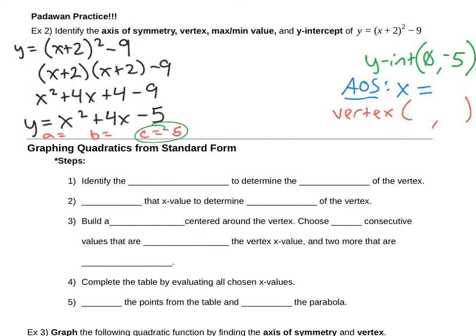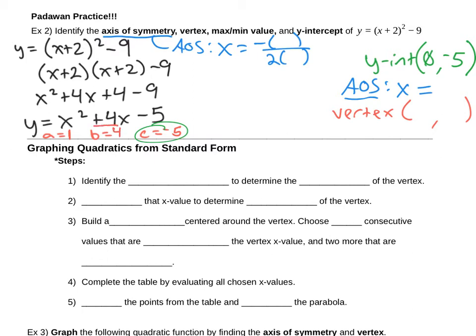All right, now let's find the symmetry first. Our x value of the symmetry, our AOS, x equals negative b over 2 times a. Again, there are no a, b's, and c's in this funny looking form. You have to be in standard form down here to identify a, b, and c. So now we can do that. A is 1, B is 4.